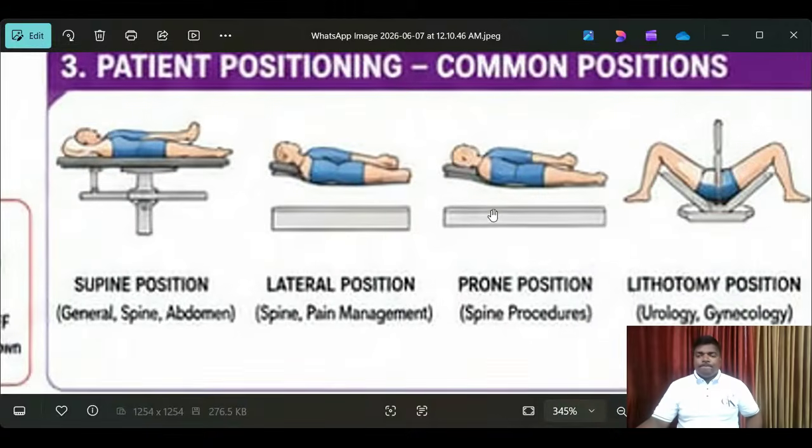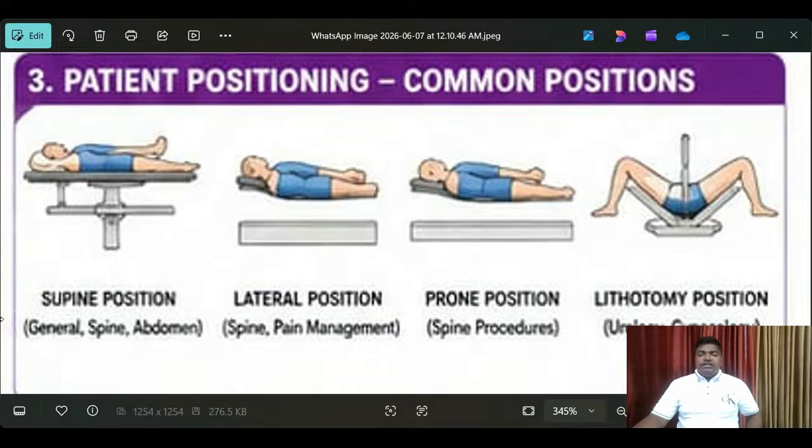Okay, see here: supine position, general, spine, abdomen. Next, lateral position, spine, pain management, and prone position, like spine procedures. Next, the last image, see here, lithotomy position, used in urology and gynecology.